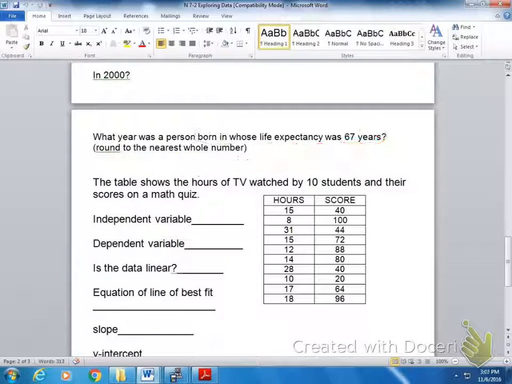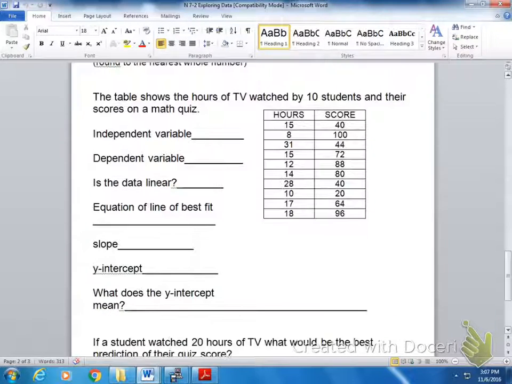Now, let's look at another one here. It says the table shows the hours of TV watched by 10 students and their scores on a math quiz. So we're talking about hours watched TV and how well they scored on a quiz. The independent variable, of course, is always x, and in this case, x is the hours. The dependent variable is always y. In this case, it's the score we made on the quiz. Is this linear data? Well, to find that out, guys, we're going to have to put that in our calculator. So I'm going to have to get rid of those two answers.